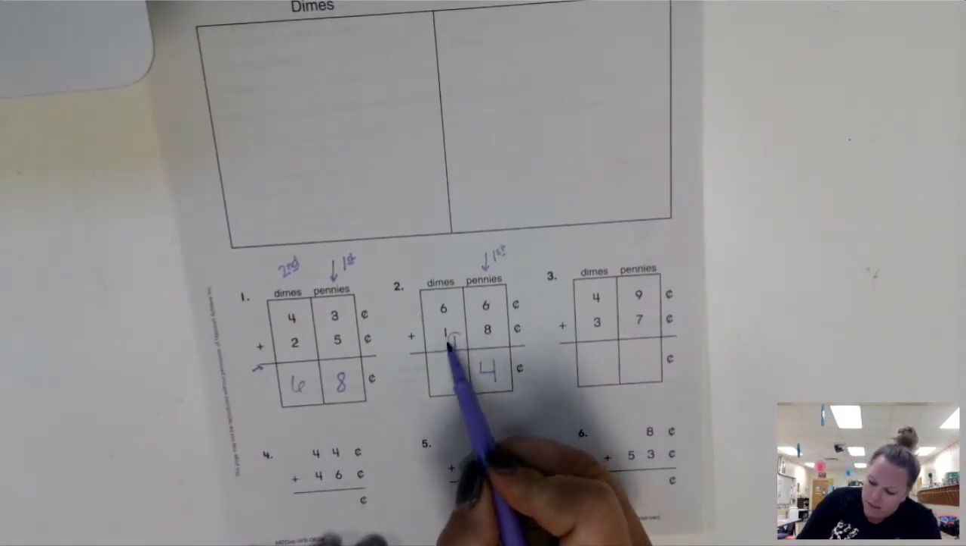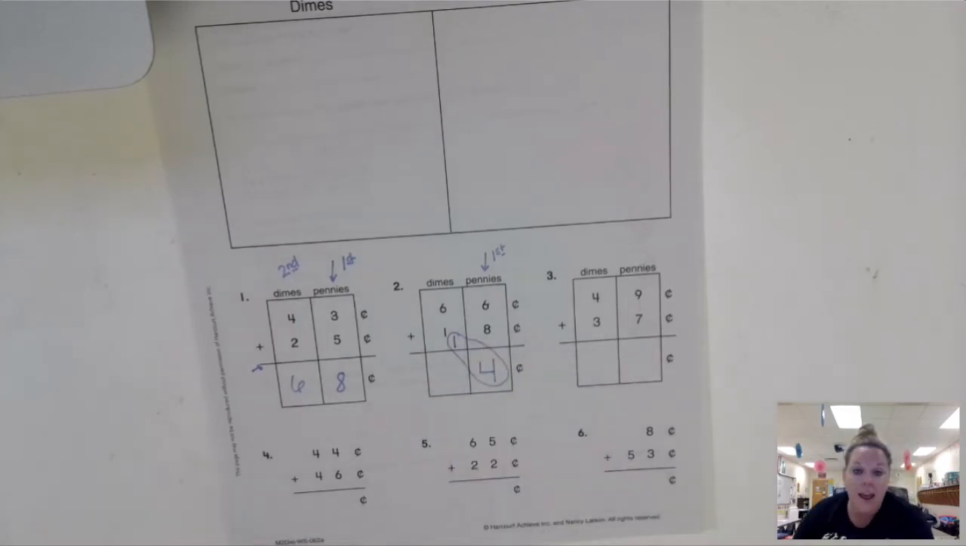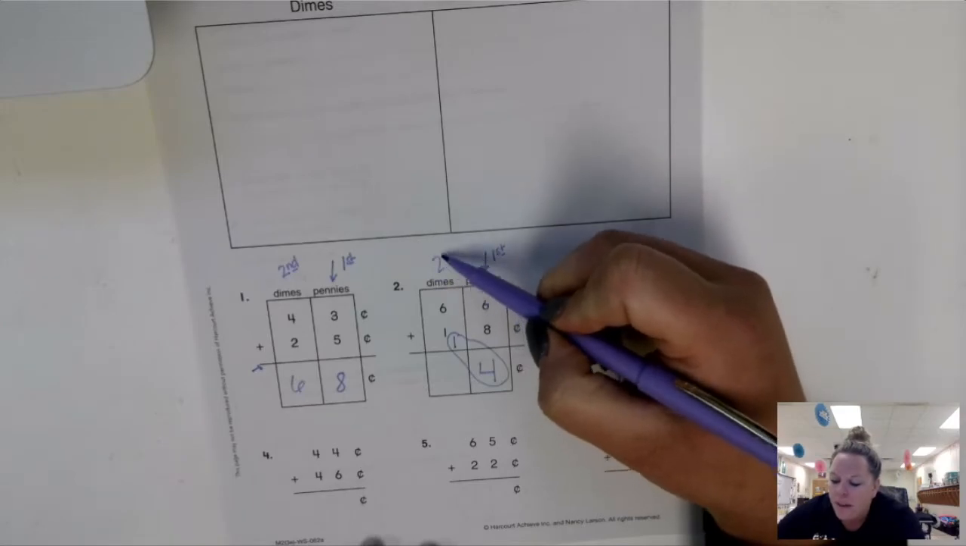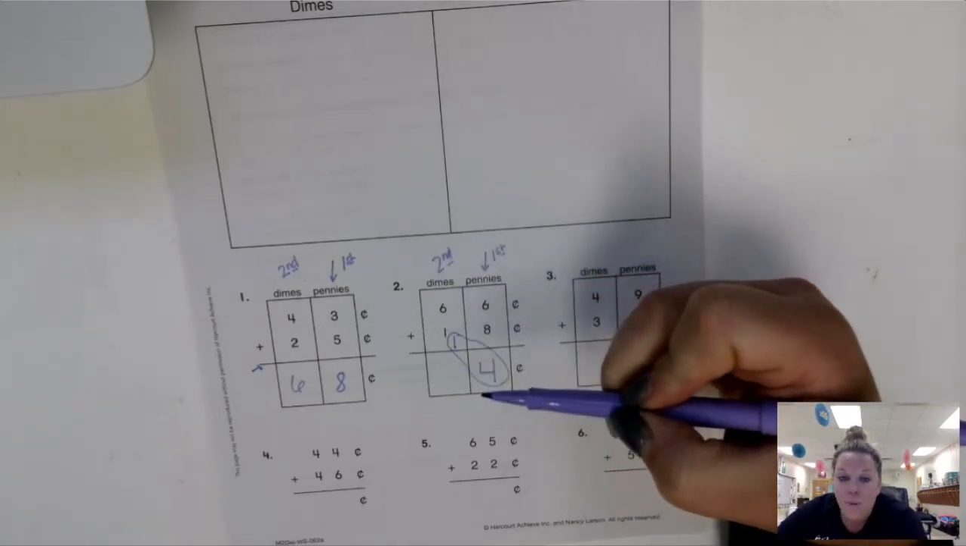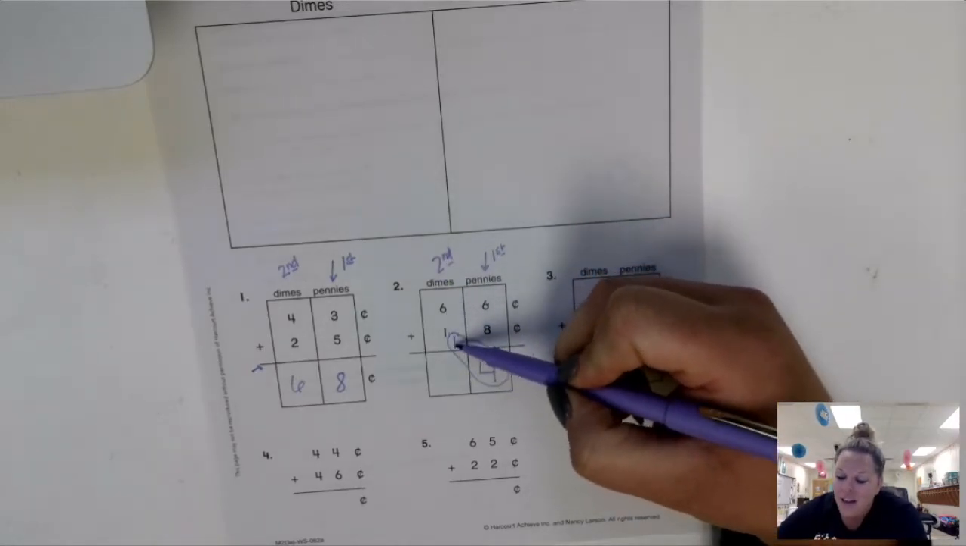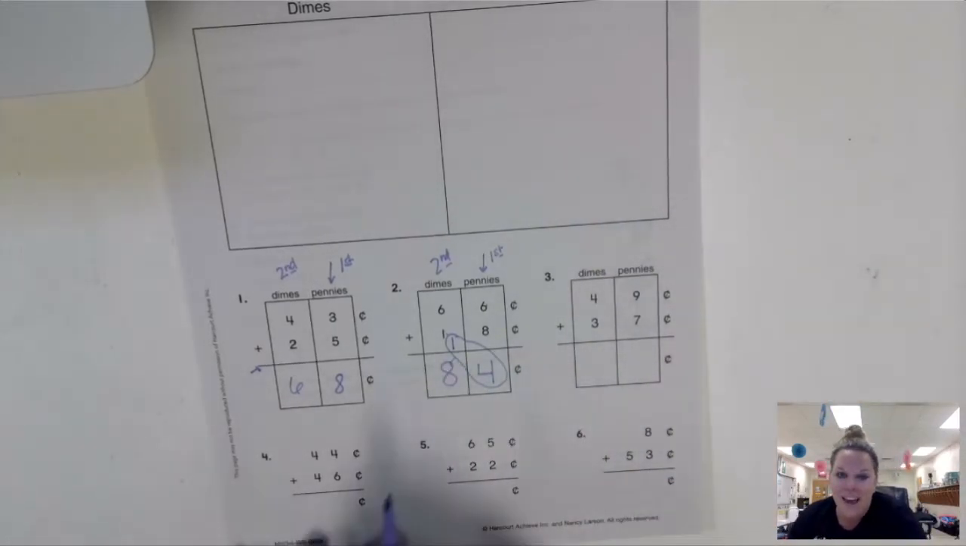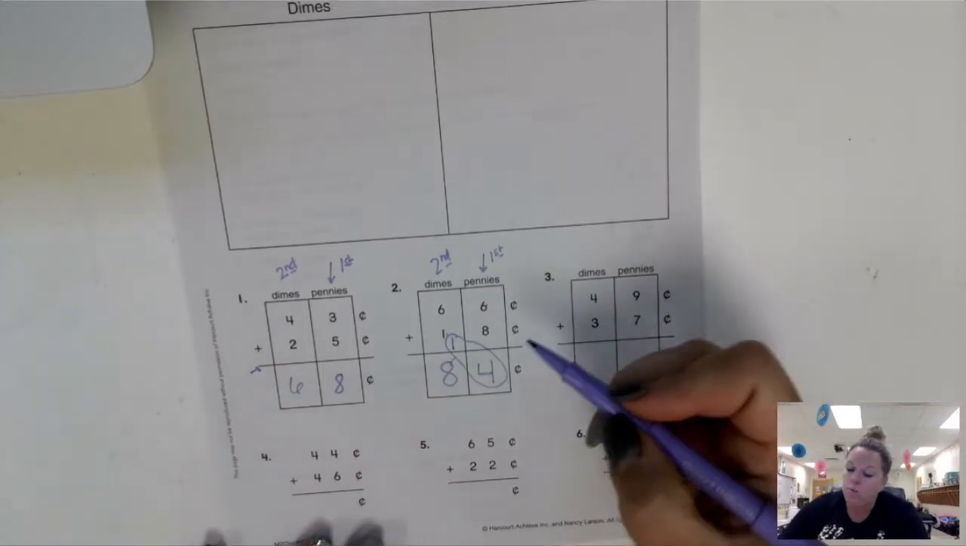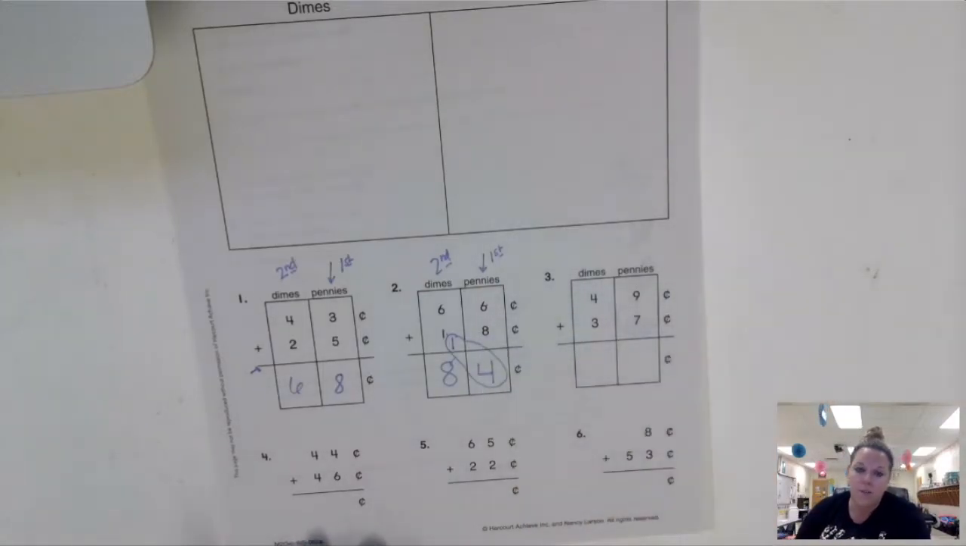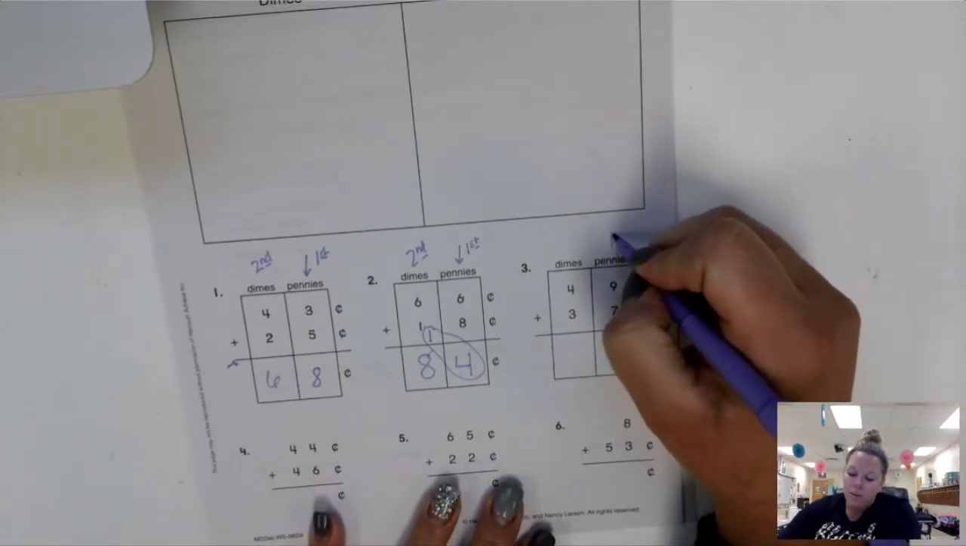Do you still see that I have my answer? Yep, it's still 14. Now I'm going to do my dimes second. 6 plus 1 is 7, and 7 plus 1 is 8. So 84 cents. You do not need to circle this like I did. I just wanted to make sure that I showed you. Now let's go to number 3.